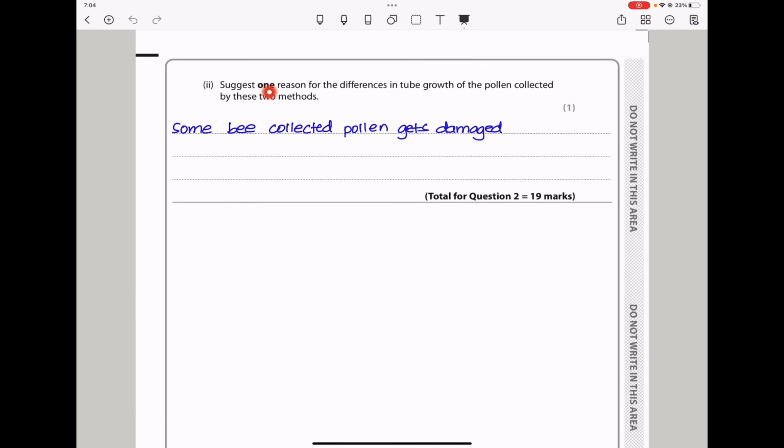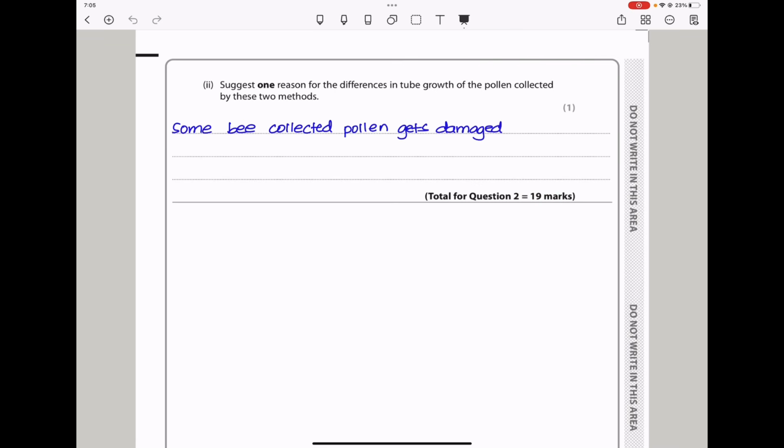And then they say suggest one reason for the difference in tube growth of pollen collected by the two methods. If you can go back to the results, you can see there was less growth for pollen collected by bees, and that could be maybe the bees released some chemical that destroyed or damaged the pollen. So this could be because the pollen was damaged, and that's why the results were the way they were, or the differences that we saw in the two results.